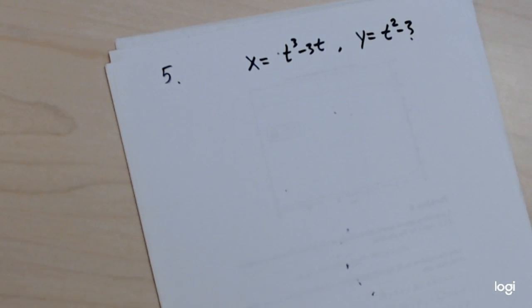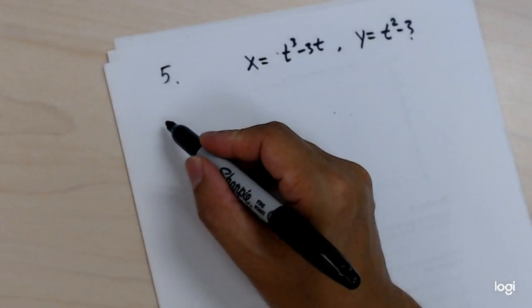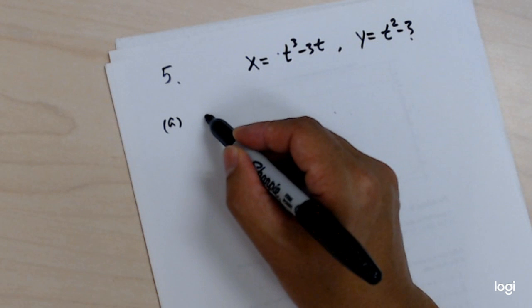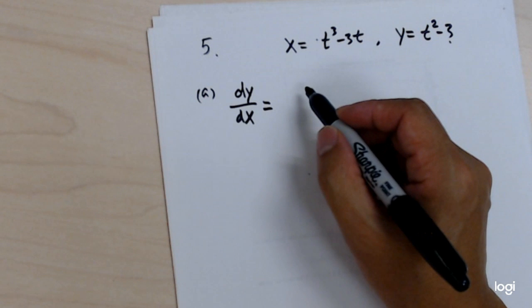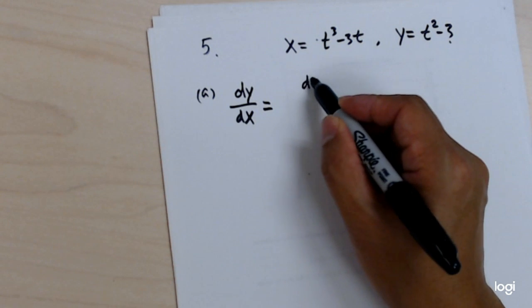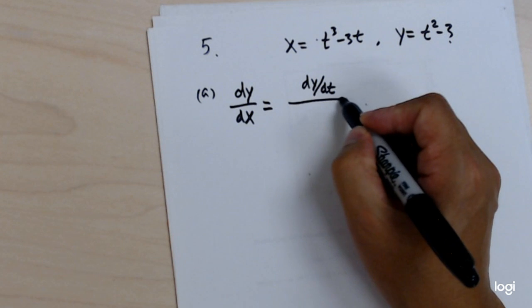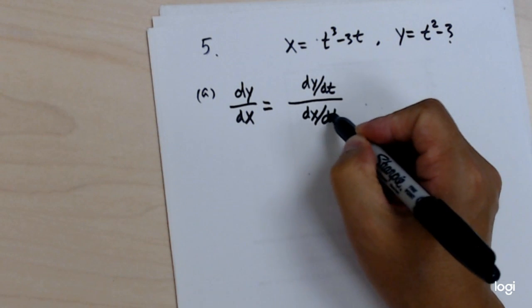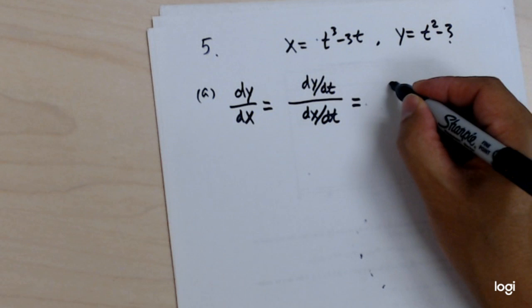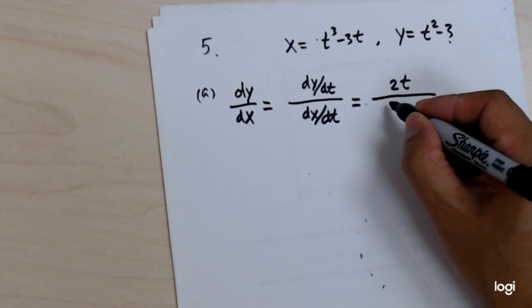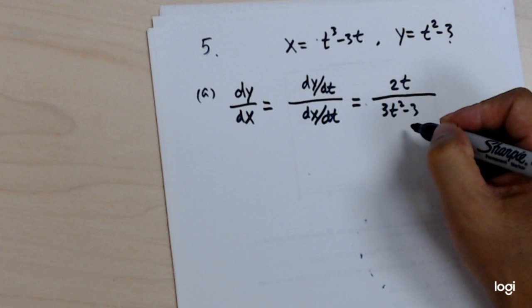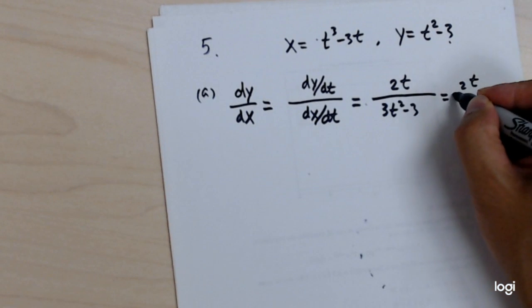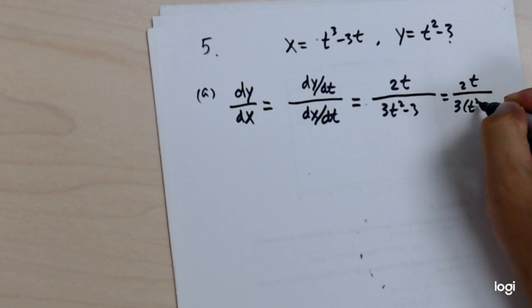We're looking for the point where the tangent line is horizontal or vertical. So first I need to calculate dy/dx, which is dy/dt over dx/dt. dy/dt is 2t and dx/dt is 3t squared minus 3, which you can factor. Take a 3 out, for example: 3(t squared minus 1).